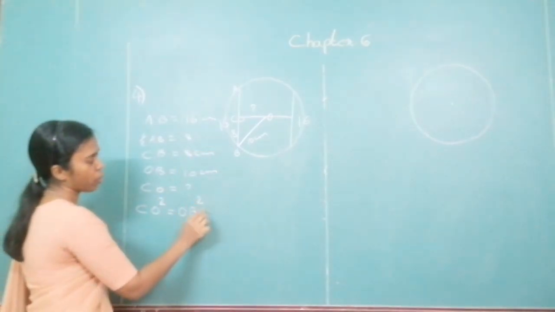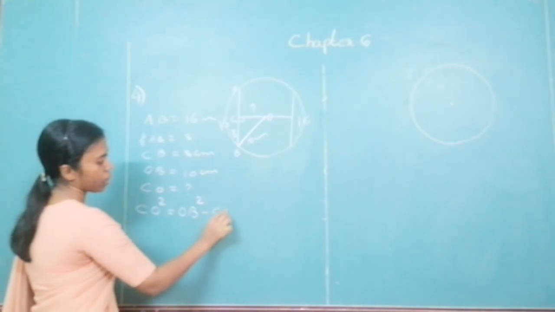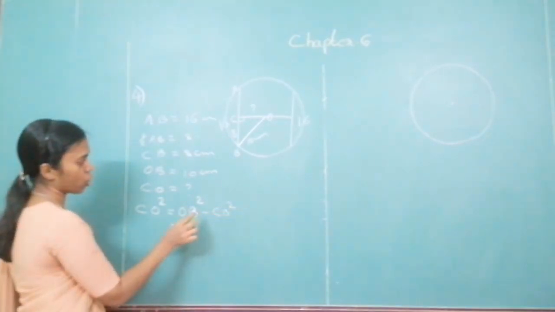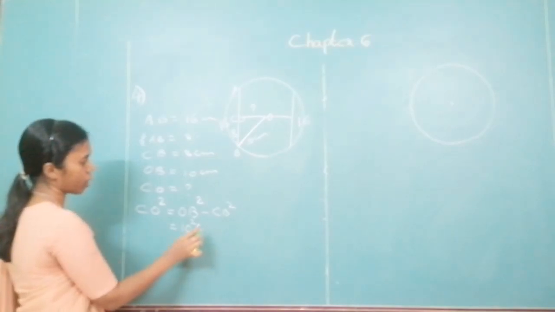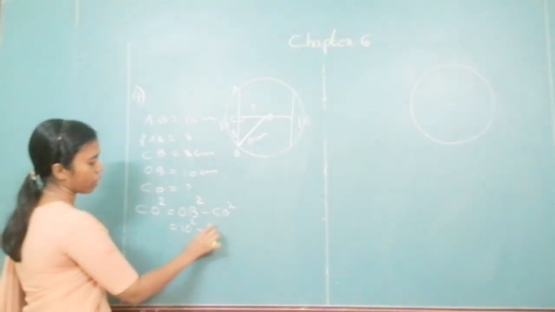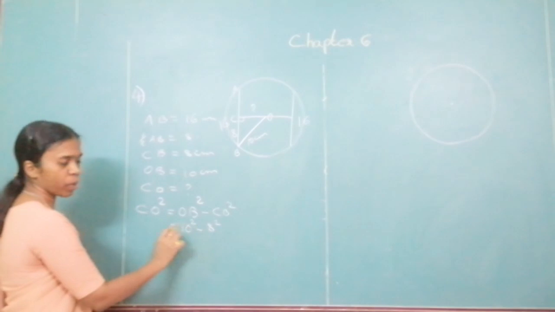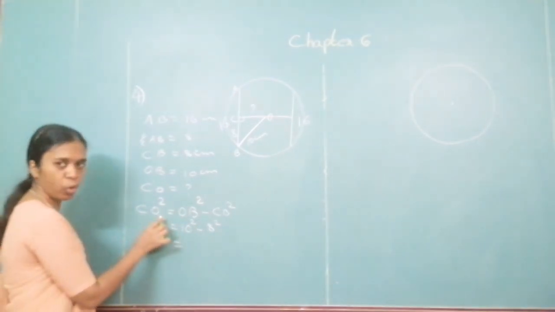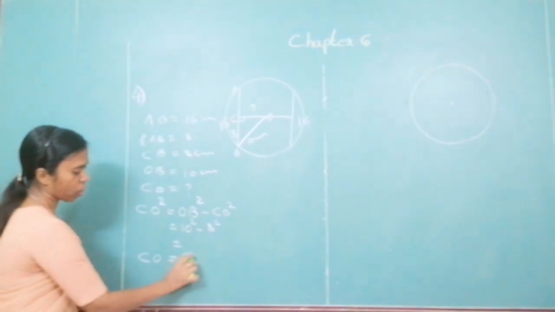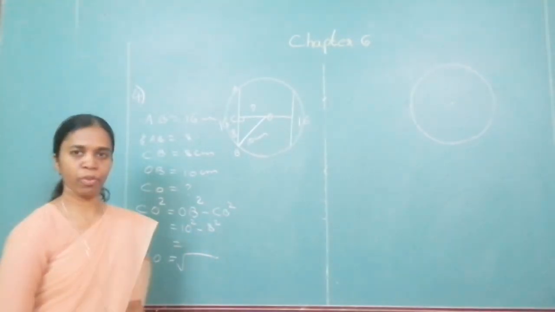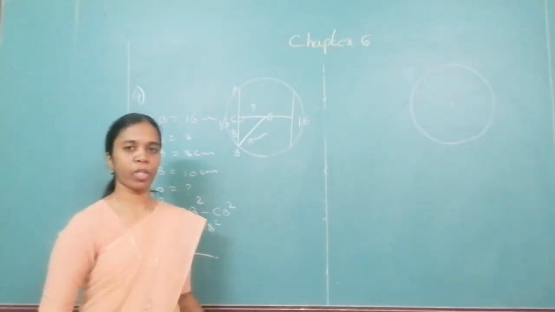OB. OB square minus CB square. That is equal to, what is your OB square? 10 square minus CB square. That is 8 square. Find out how much it is. That will be CO square. You are supposed to find CO. CO is equal to square root of whatever you find from here. That will be the length of the chord.